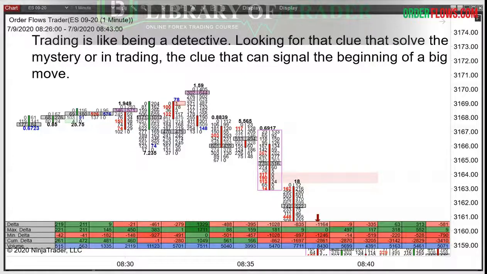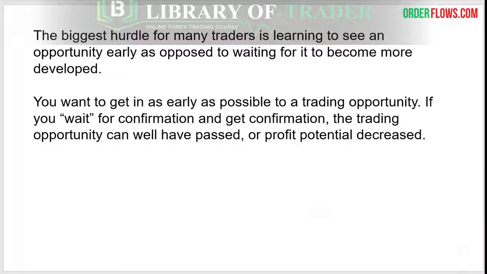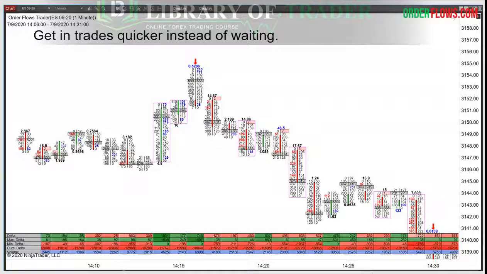Now, the biggest hurdle for many traders is learning to see an opportunity early as opposed to waiting for it to become more developed. And the reason why you want to get in as early as possible to a trading opportunity is, if you wait for confirmation, by the time you get confirmation, the trading opportunity could have passed, or worse, the profit potential is decreased. So, you're going to get in late on a lot of moves. But if you read the order flow, you can understand what's happening as it's happening. You get into trades quicker instead of waiting for confirmation.